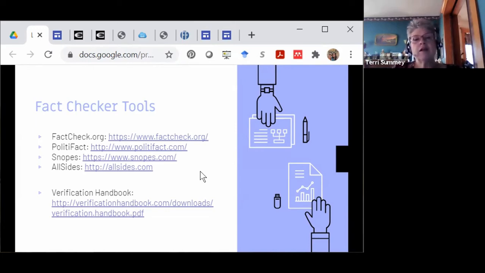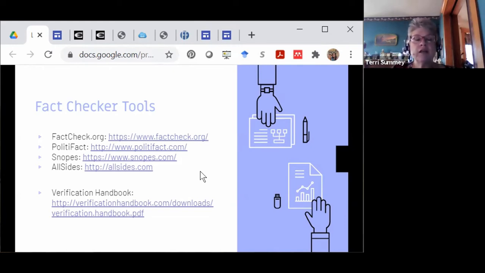PolitiFact.com is another place that I go to. It's a fact-checking website that rates the accuracy of claims by elected officials and others on its Truthometer, going from very truthful to liar, liar, pants on fire. Snopes, another site that I really like. It's the definitive internet reference source for researching urban legends, folklore, myths, rumors, and misinformation.